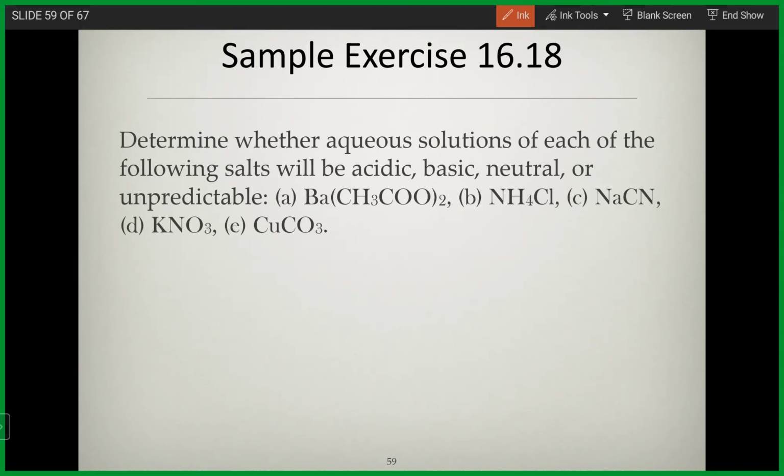So for the first one, barium acetate. Barium is going to be part of a strong base, barium hydroxide, so the Ba won't affect it at all. But the acetate is going to be a conjugate base of a weak acid. So what we're going to see when we take this and place it with water, we're going to form acetic acid, which is going to leave the hydroxide ion free. So we're going to see that increase the pH. It's going to become more basic because of that acetate ion, the conjugate base of a weak acid. So the pH is going to increase.